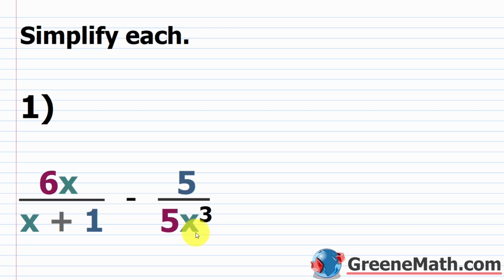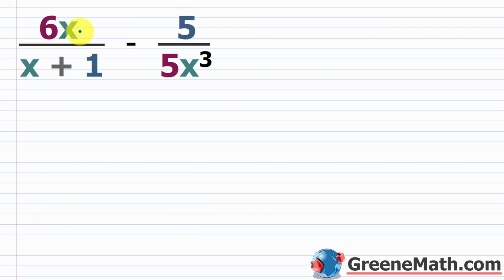All right, let's take a look at our practice test. We want to simplify each. And for the first problem, we're going to be looking at 6x over x plus 1. We're subtracting away 5 over 5x cubed. So the idea here, before we even get started, you would notice that you have a common factor of 5 between the numerator and denominator here. So I'm just going to go ahead and cancel that to make my job a little bit easier.